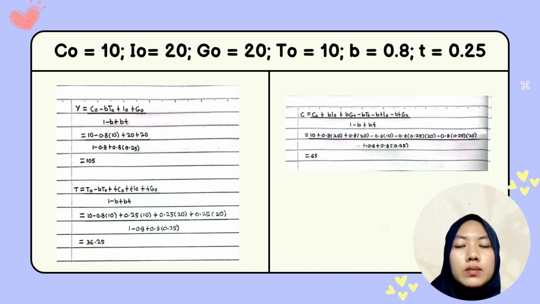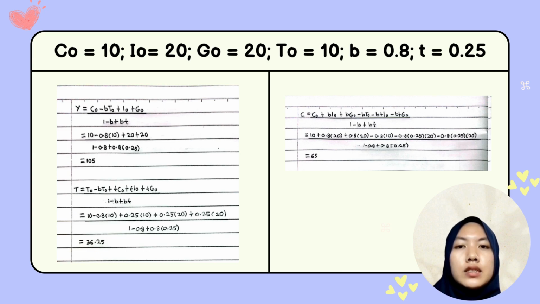that we obtained from the reduced form calculation, which is y equal to c null minus b t null plus I null plus g null over 1 minus b plus bt equal to 10 minus 0.8 times 10 plus 20 plus 20 over 1 minus 0.8 plus 0.8 times 0.25. Solve it and we will get 105 for y.